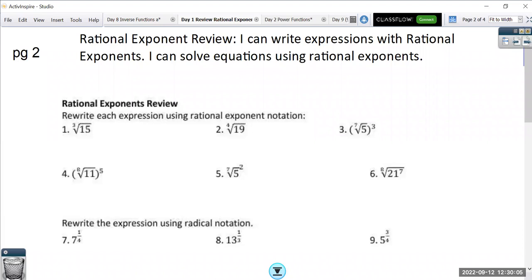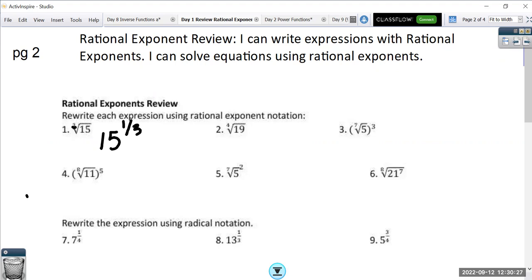So what we have here is the cube root of 15. Whatever number is in our radical, in what I call the valley, becomes the base of the fraction. So if I rewrote this in exponential form, we would have 15 to the 1/3 power.